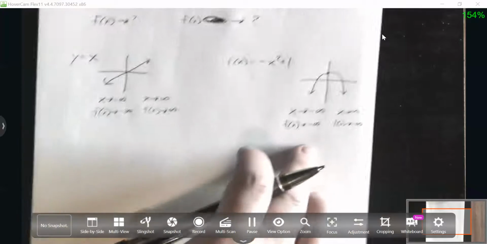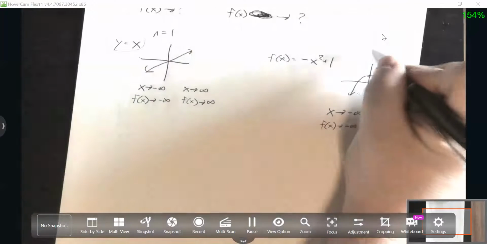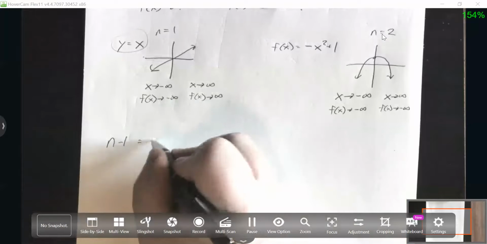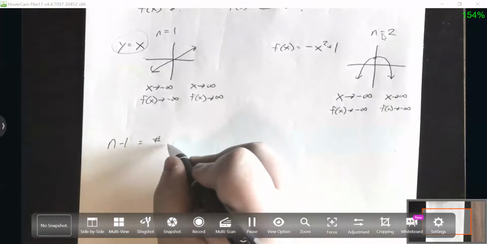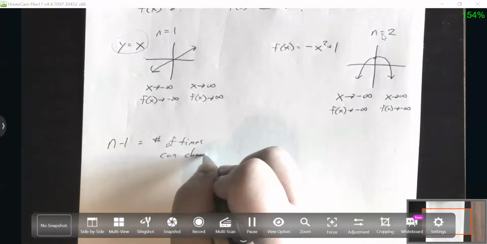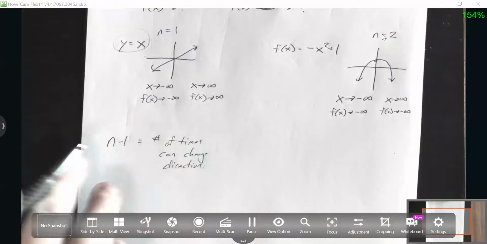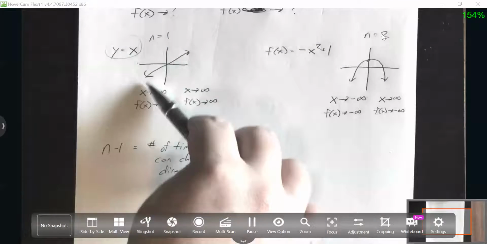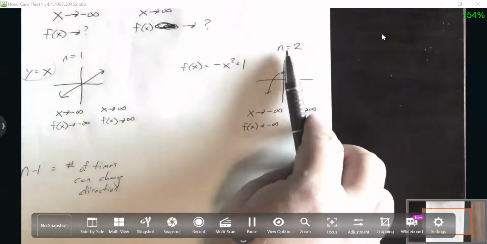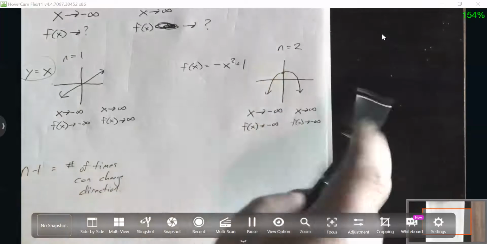Now the weird thing with polynomials here is this was our order 1. This is our order 2. There's this weird thing where n minus 1 is the number of times that it can change direction. And by that, I mean how often it can change going up or down. So y equals x is the first order, it never changed. It started out going up and it just kept going up. N equals 2 means it can change direction once. Started out going up, turned around and started going down.